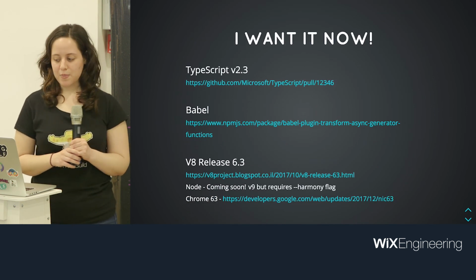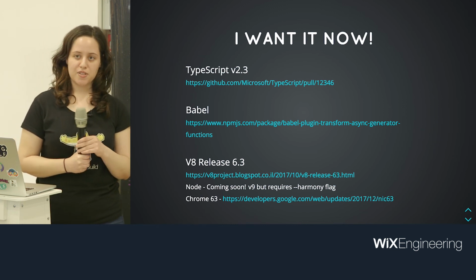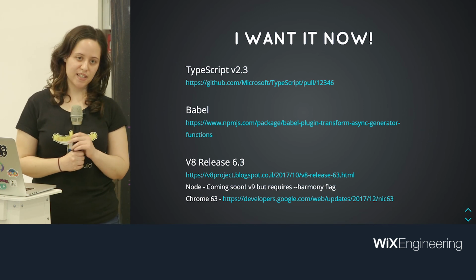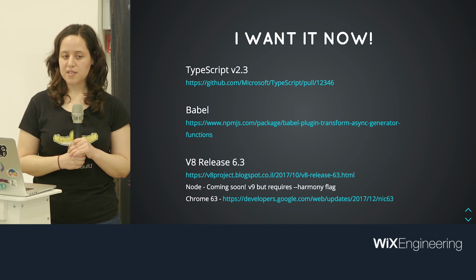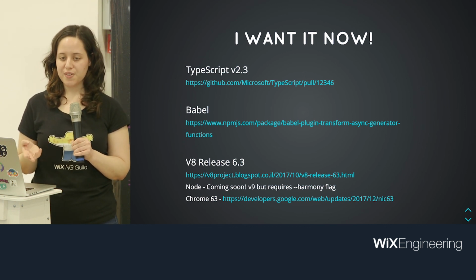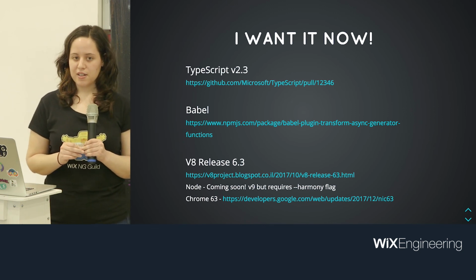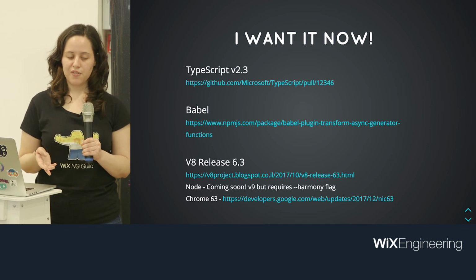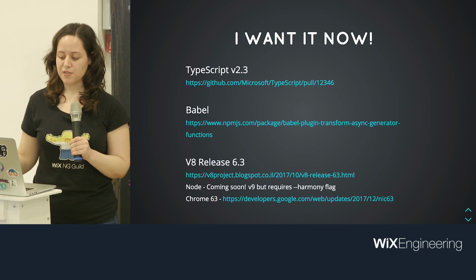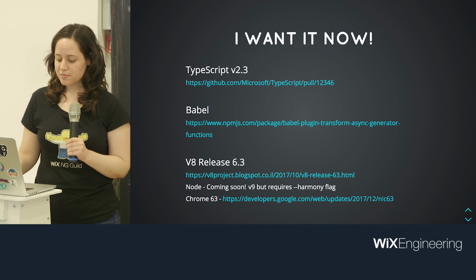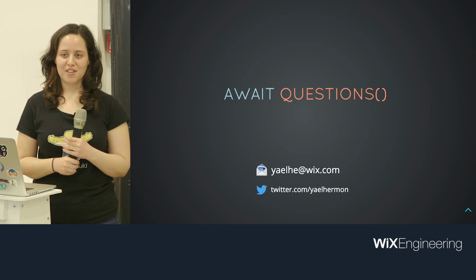So here's a list of how you can use them today with async iteration. It exists in TypeScript since 2.3. Babel has a plugin. It exists in V8. So in Node, you can only play with it behind the Harmony flag in Node 9, and in Chrome 63 it exists, and Firefox has it too. So you can start playing with it at least in the browser. And that's it. If you have any questions.